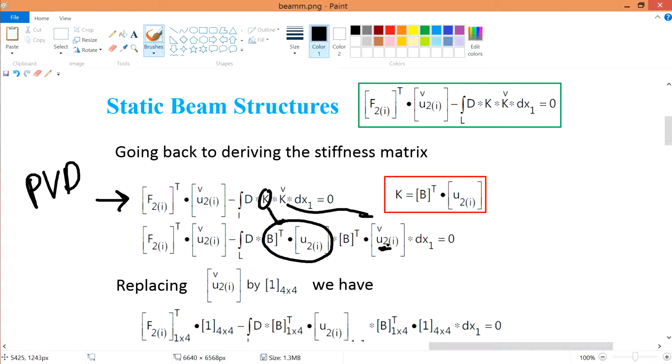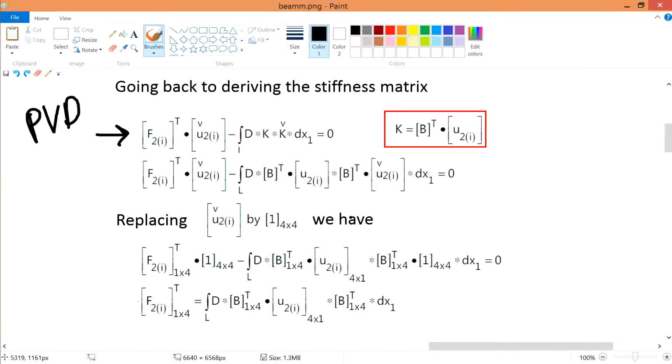Alright, just that your displacement is a virtual displacement u2. That's all. Next, what I'm gonna do now. This is still your PVD, in a more detailed way, because it contains your B already, your shape functions and your strain displacement matrix, everything.